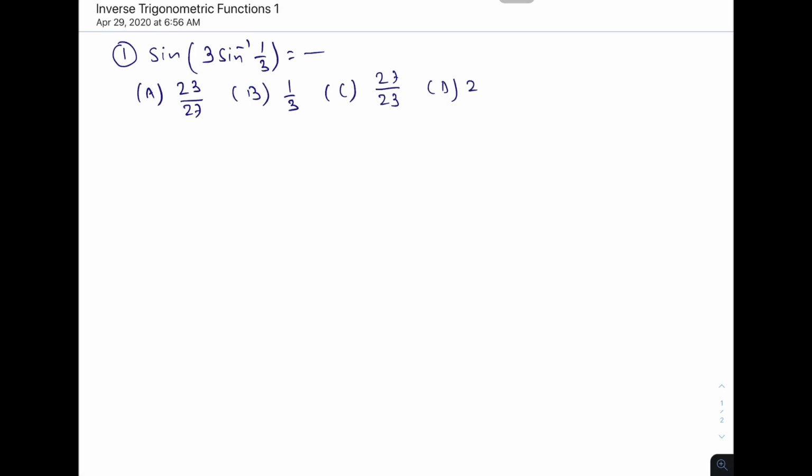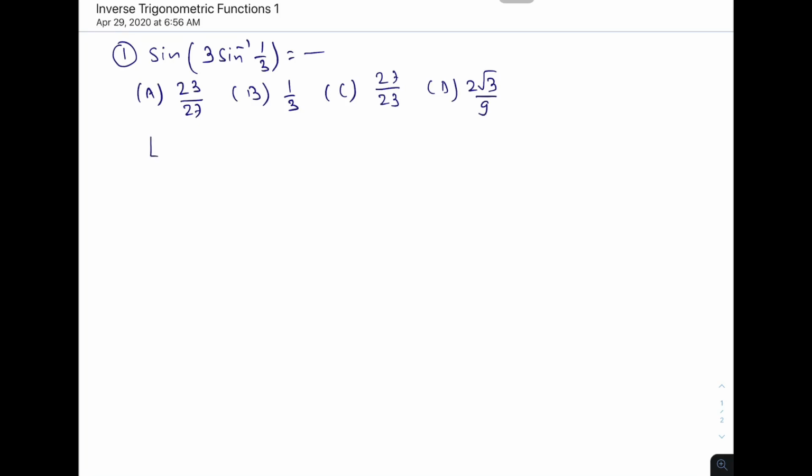Sine of 3 sine inverse 1 by 3 is blank. Options are 23 by 27, 1 by 3, 27 by 23, and 2 root 3 by 9.